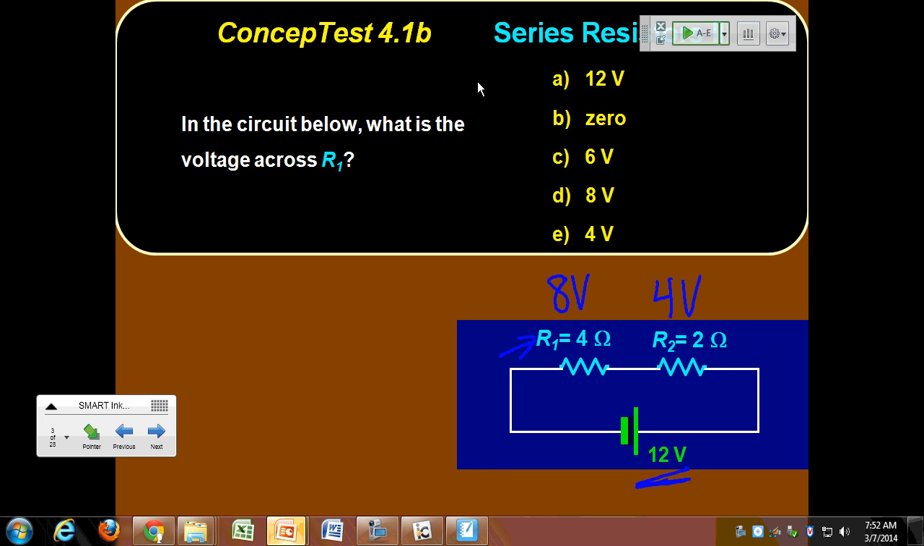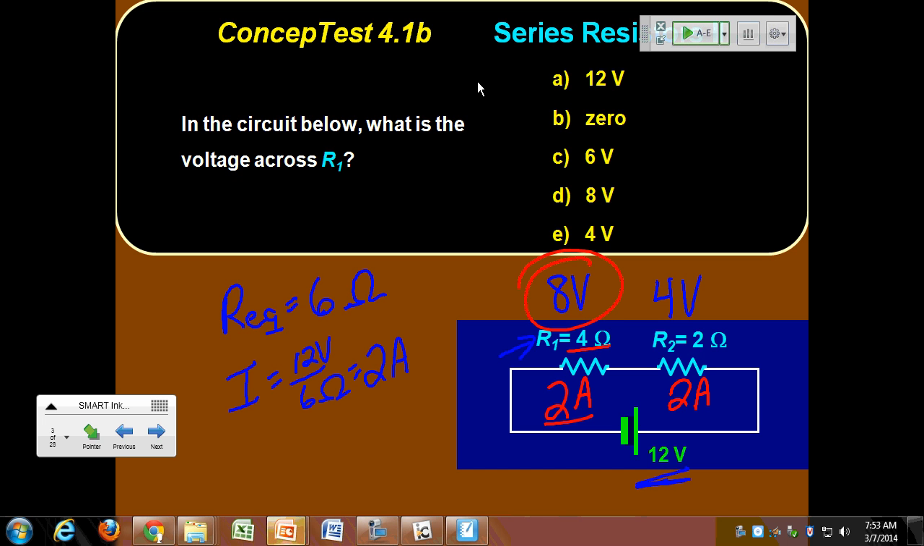Another way, sort of the all-purpose way that works everywhere, is you can find the equivalent resistance, which is equal to 6 ohms. That's just 4 plus 2. And then I find the total current, which is 12 over 6. That's 12 volts over 6 ohms, V over R, 2 amps. That tells me that I have 2 amps here and 2 amps here. 2 times 4 is 8. 2 times 2 is 4. So that's a good all-purpose way to find the voltage. But as you know on the test, I'll try to give you nice round numbers so that you don't have to go through the calculations.